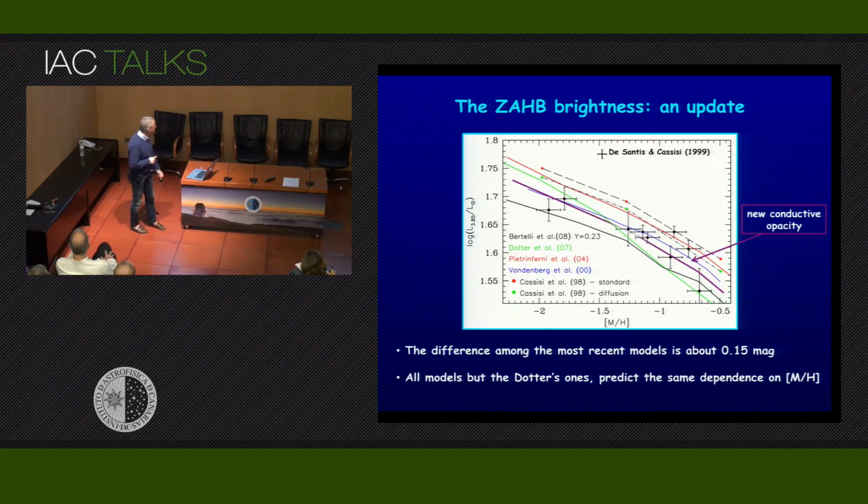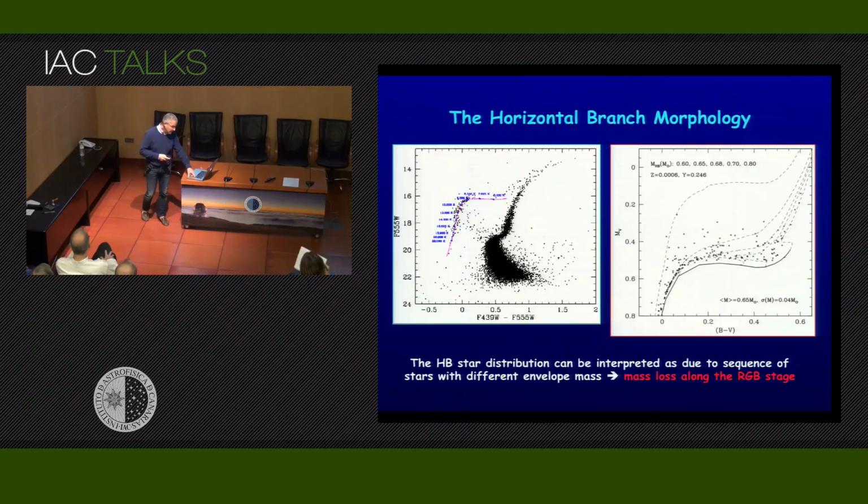When we include the new conductive opacity, the situation is here, the magenta line, and you can see that the agreement with the same empirical estimate of the brightness of the zero-edge horizontal branch in globular clusters, the cross here, is now improving significantly. So what we can say is that we still have some significant uncertainty in the computation of horizontal branch stellar models, but in the last 5 years we have obtained a big improvement in the accuracy of this model.